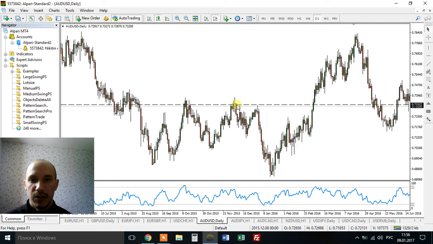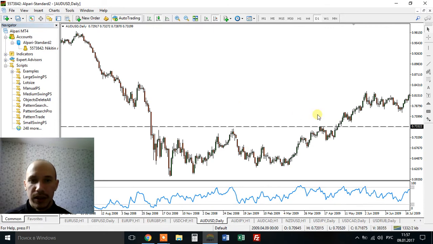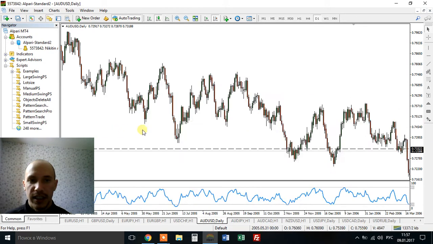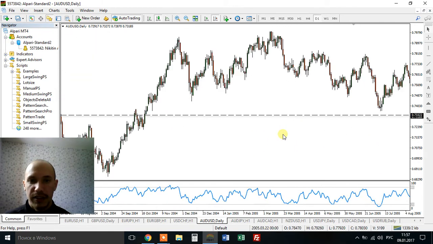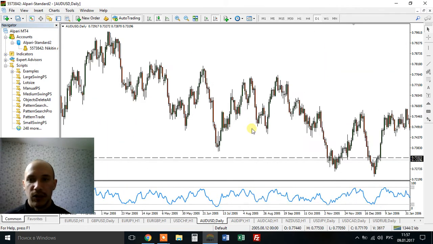It acted as support, and it acted as resistance multiple times. And I'm sure if we go back into history, we'll find more evidence. 2008, so it was acting 8 years ago, it was acting 10 years ago, you see, 2006, 2005, 11 years ago, and this level acted as resistance 12 years ago. It was acting as resistance and support always.